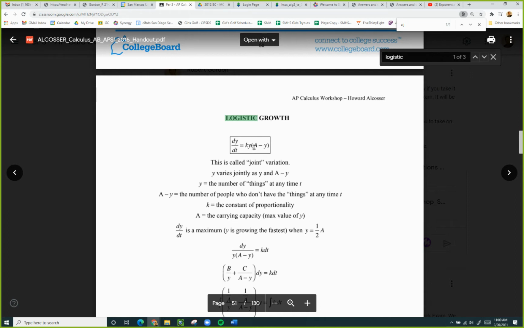That's when this product that we see here is going to be, the slope is going to be maximum when y is 1/2 A. And then once y bypasses 1/2 A, this A minus y term approaches 0 and it levels off the logistic curve toward the carrying capacity or population.